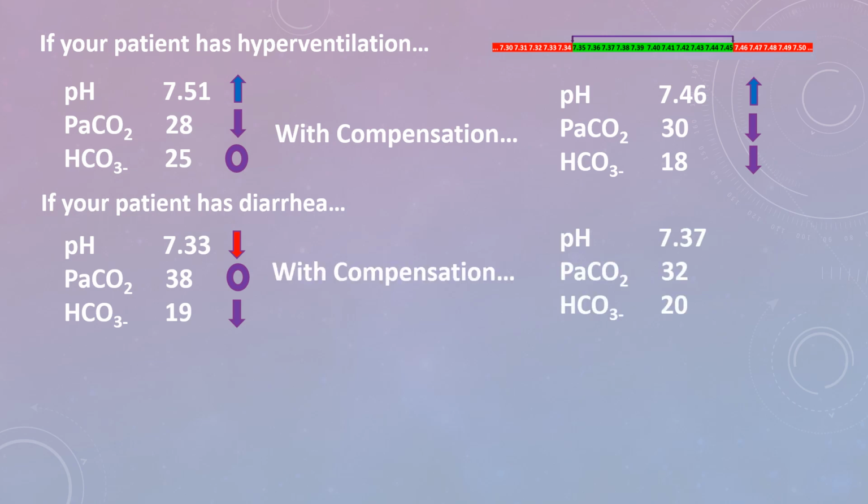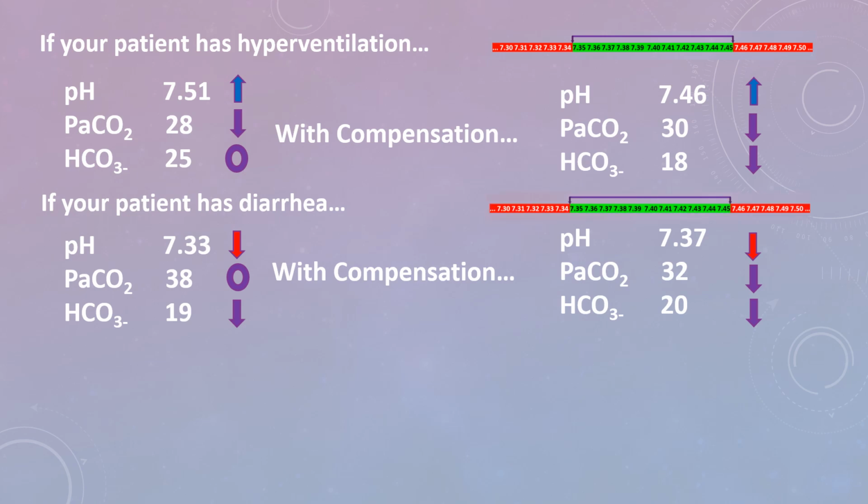Let's try that with compensation. With a pH of 7.37, it's low, it's acidosis. Diarrhea is a metabolic problem. I know the metabolic gas is going to go low. At 20, that's low. I put an arrow down. A PaCO2 of 32 is low. ROME tells me if it's a metabolic problem, the metabolic gas will go equal or the same way as the pH. In this case, we have metabolic acidosis with respiratory compensation.